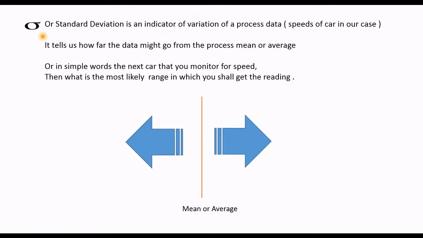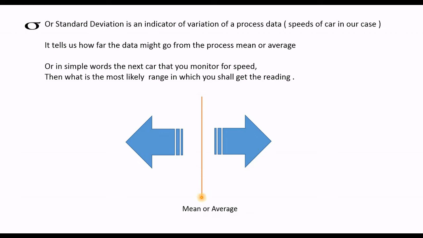As we have seen, the standard deviation is an indicator of variation. It's a quantitative expression of the variation of process data. In our case, it's the speeds of the cars. So what does standard deviation tell us? It tells us how far the data might go from the process mean. So whatever the mean of the car speeds that the policeman recorded. The policeman recorded 41 readings.